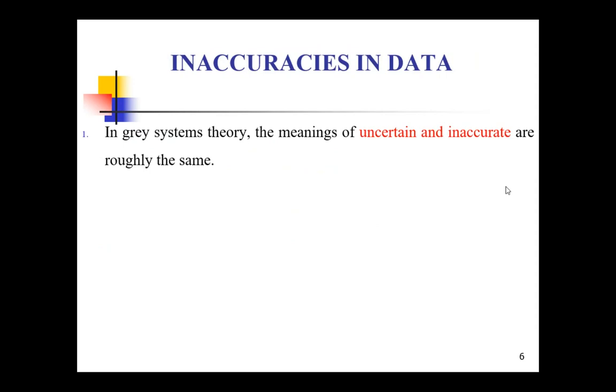In gray system theories, the meanings of uncertainty and inaccuracy are one and the same. Because if data has some lack of information, then the data is inaccurate data. Because of uncertainty only, we are going to have this inaccurate data. So uncertain and inaccurate are roughly the same in the case of gray system theory.